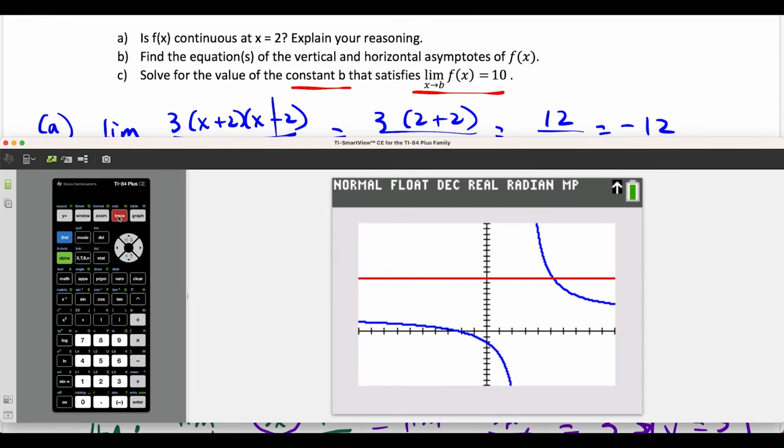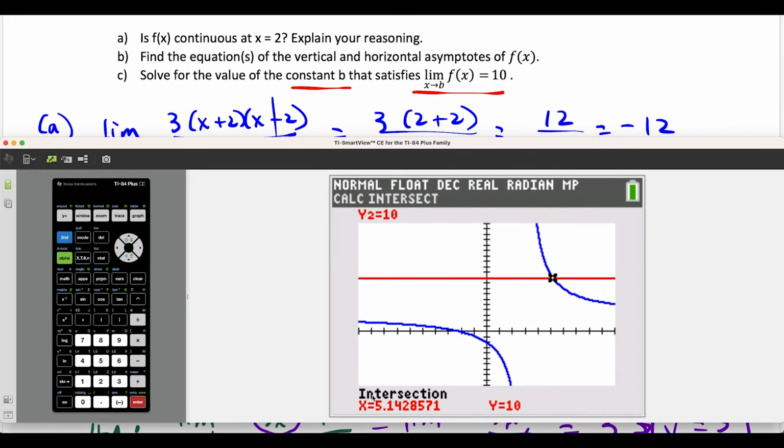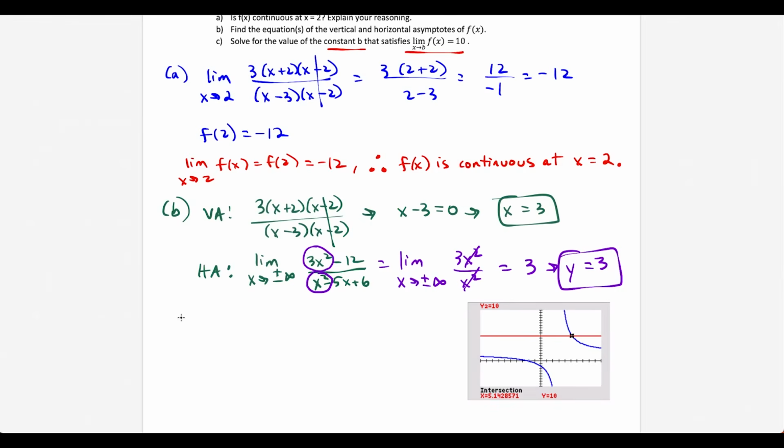So for this, we're just going to press second trace number 5 to trace our intersection point. So I scroll over here to the second part of the graph, and I'm going to go a little bit before the point of intersection and press enter, go after, press enter a second time and a third time, and our b value rounded to the nearest thousandths place is going to be 5.143. So for our answer to part C, we needed to determine the value of b such that the limit as x approaches b of f of x is equal to 10. And using the graphing calculator here, we could see that our b value, when we round it, is going to be 5.143. And this is our solution to part C.